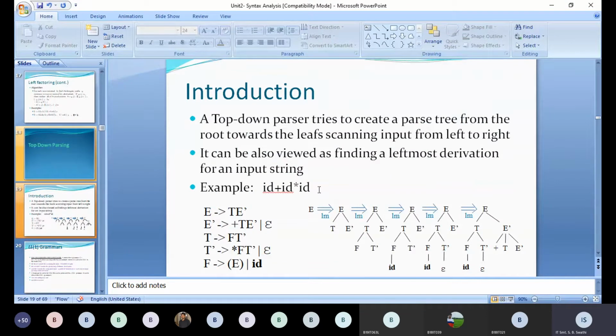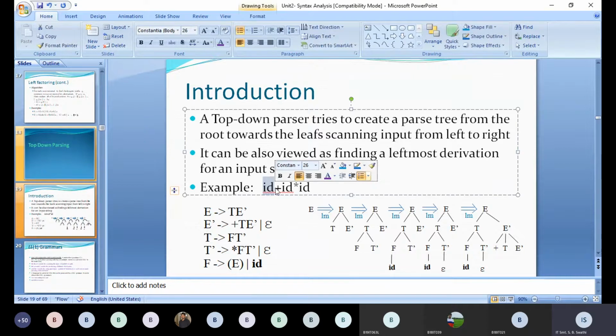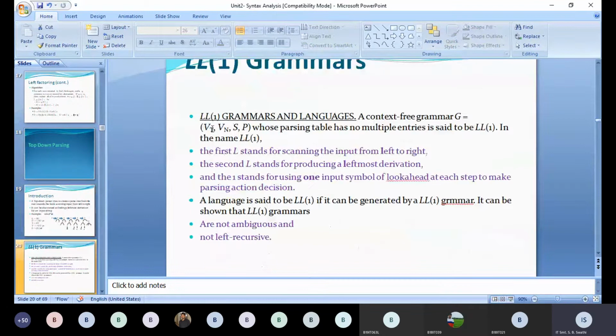So how are you going to generate this string? You are going to generate the string starting from the leftmost symbol. That is, you are reading from the left symbol to the right symbol. This first ID is our left symbol, and the last ID is our right symbol. So reading or generating of the string happens from left to right. We follow this sequence, and one by one we generate these terminal values. That is the representation of the first L. So in LL1, the first L stands for scanning or reading the input from left to right.